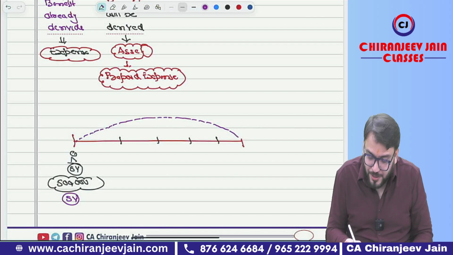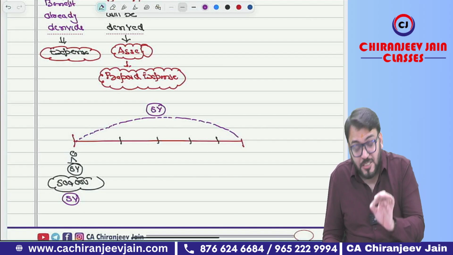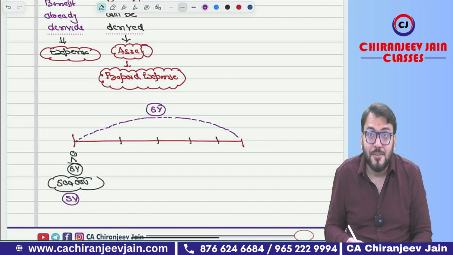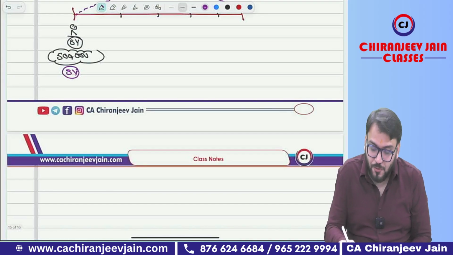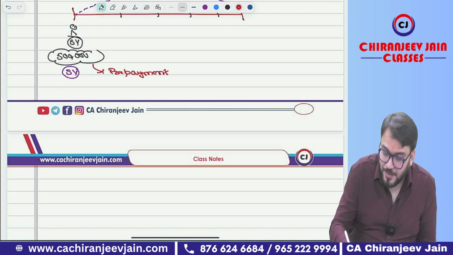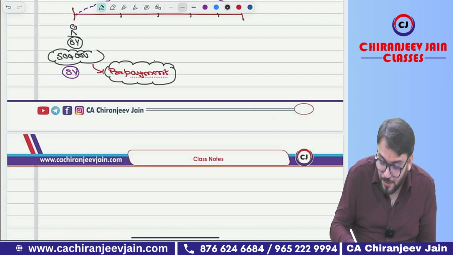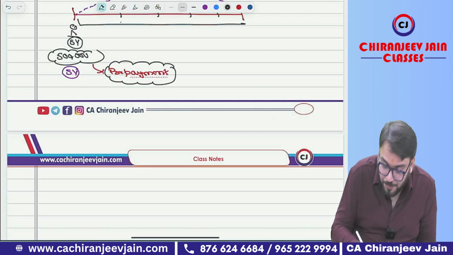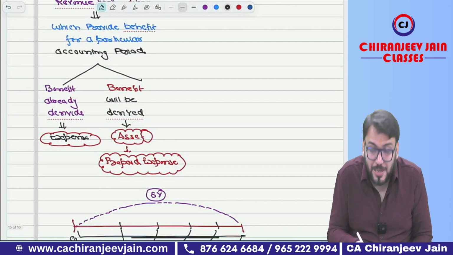Can you say it provides benefit for a particular accounting period, and this 5 years is defined? Means we know that benefit will be derived in 5 years. There is a particular accounting period, and therefore we call it prepayment. Correct? And prepayment, normally we call it revenue expenditure. Why? Because this is for a particular accounting period. And what was the definition I have given? Benefit for a particular accounting period.